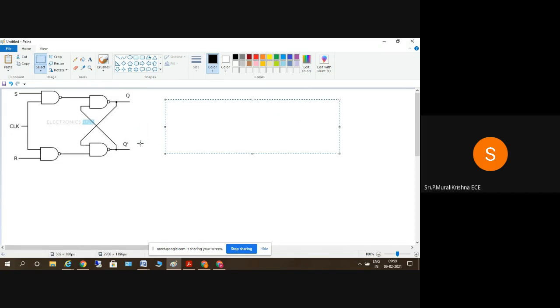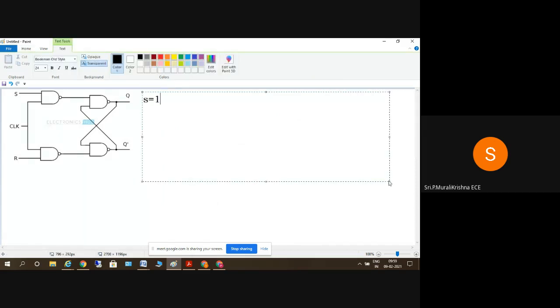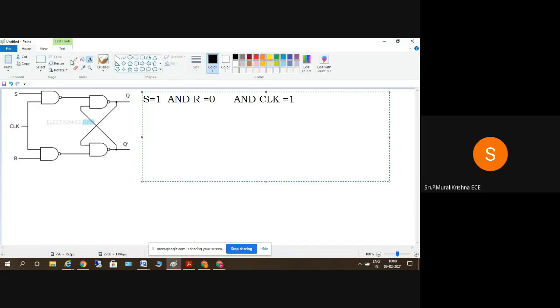So when S is equal to 1 and R is equal to 0, and clock is equal to 1, what happens here? This is 1, clock is 1 and this is 0.